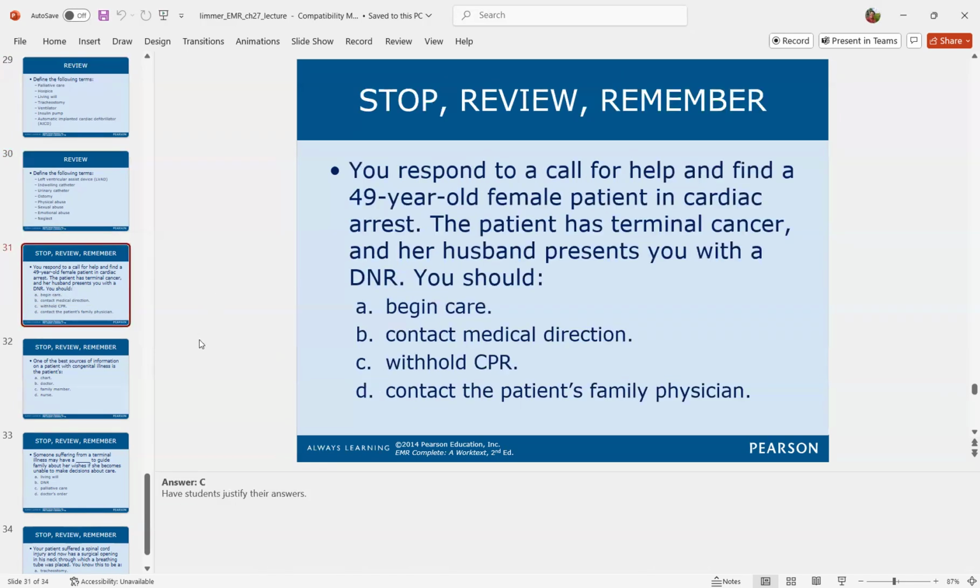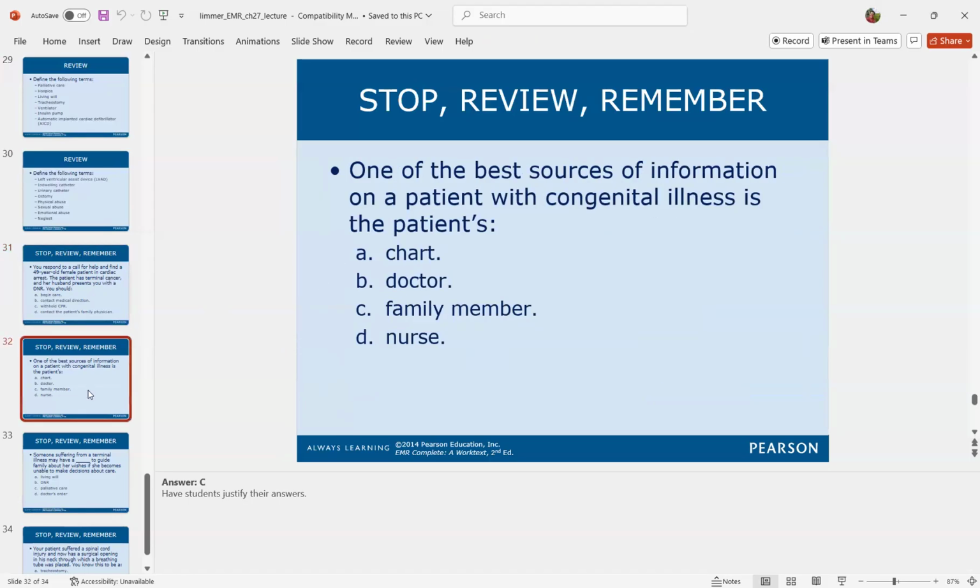All right, you respond to a call for help and find a 49-year-old female patient in cardiac arrest. The patient has terminal cancer and her husband presents you with a DNR. Let's say the DNR is signed. We should what? We should withhold CPR, right? We need to honor that DNR in our state.